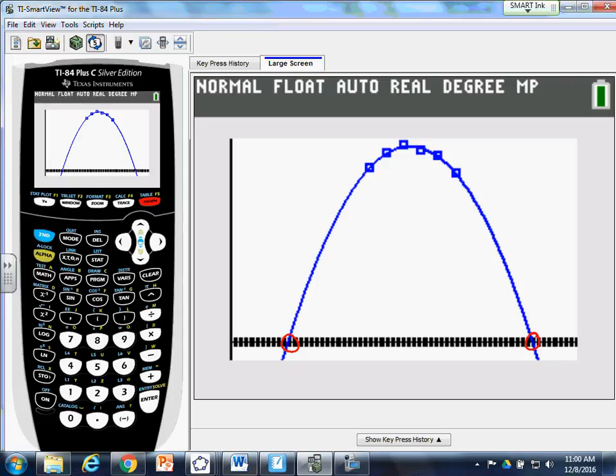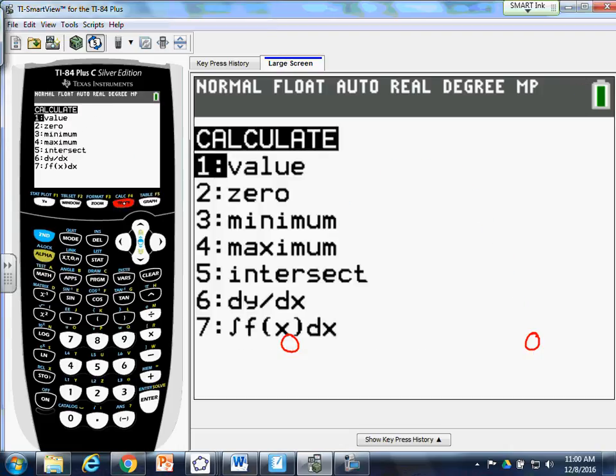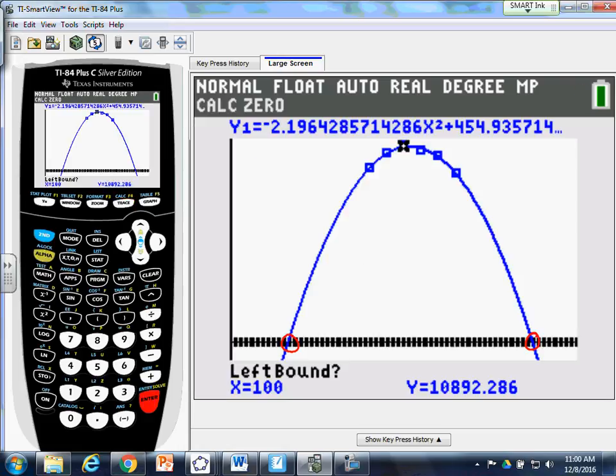So what we want to do is go into the same menu where the maximum and minimum stuff is at. So that's second trace. This time we are finding a 0. Okay, and we're going to do the same thing. The calculator is going to say, all right, where should I look? So left bound, right bound.